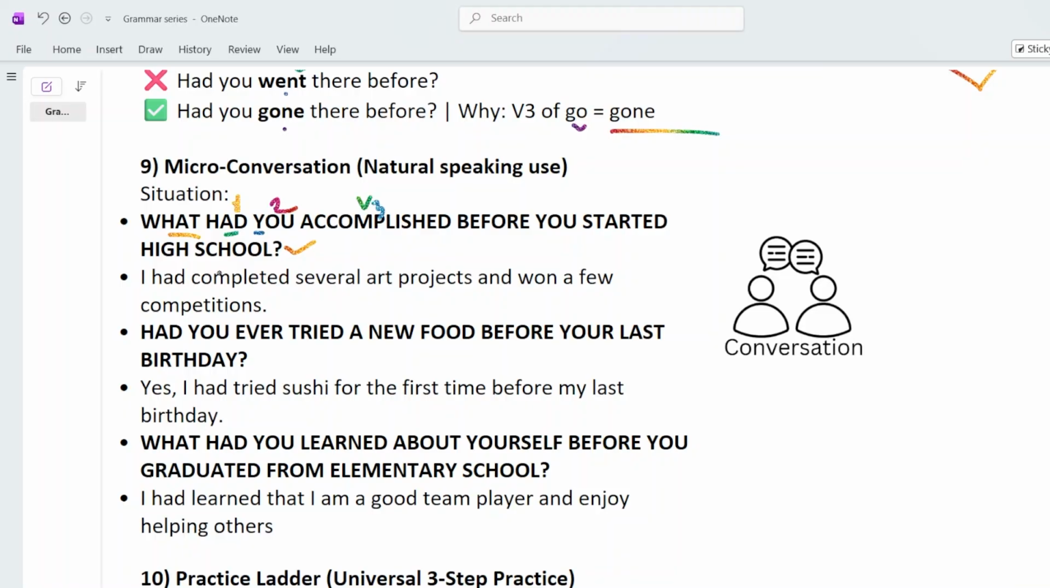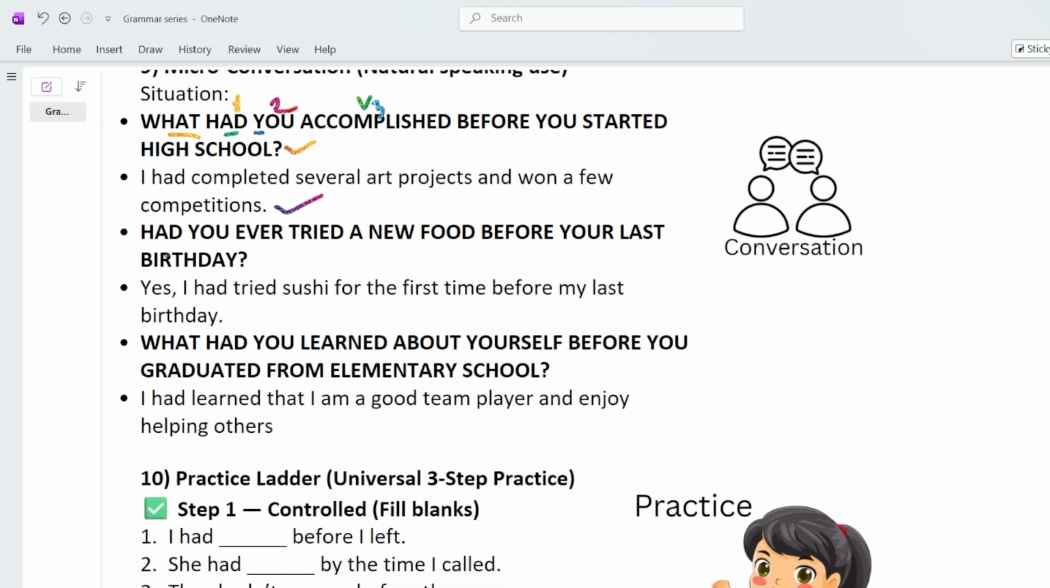All right. So the answer the person says is in the past perfect tense. Being in the past perfect tense only, I'm going to answer saying I had completed several art projects and won a few competitions. How beautifully done that is, right? Let's look at the second example. Had you ever tried a new food before your last birthday? Yes, I had tried sushi. I had tried. Great.